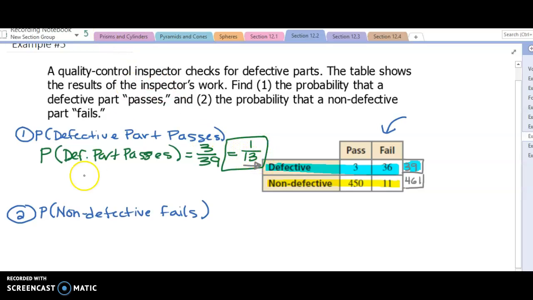It's the same thing on part 2. I want you to figure out the probability that a non-defective part fails, and once again, we're only going to look at the non-defective column because that's all that matters. Go ahead and do 2 on your own, and then we'll go over it. So when we talk about a non-defective part failing, we have a total of 461 parts that were tested, and of those, 11 failed. So 11 over 461, which doesn't reduce, would be our probability.